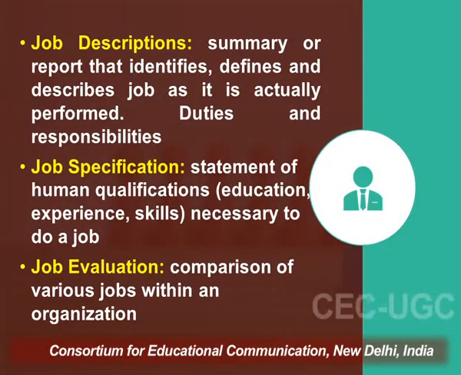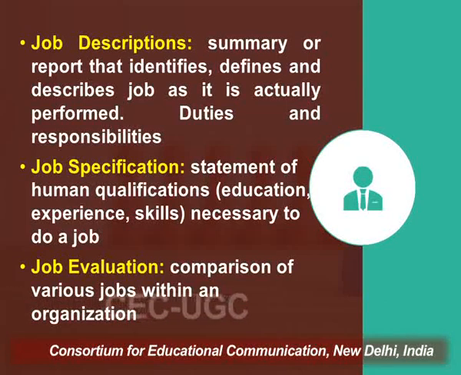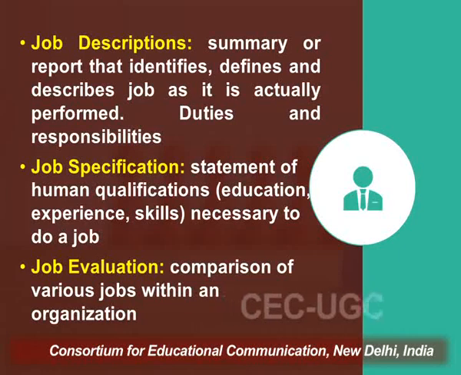So, as I already said, it will have three outcomes: job description, job specification, and job evaluation. So let's briefly understand what all three of them are. Well, job description, as the name suggests, is the summary or the report that identifies, defines, and describes a job as it is actually performed.